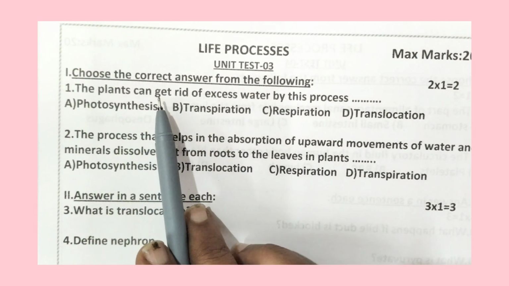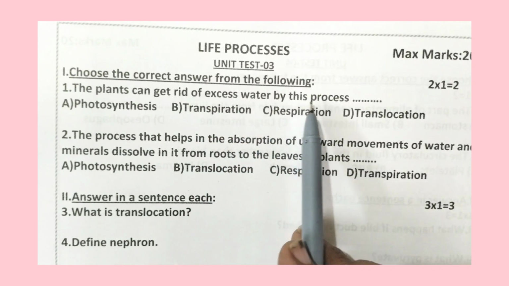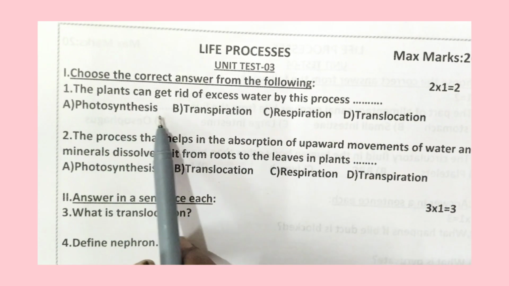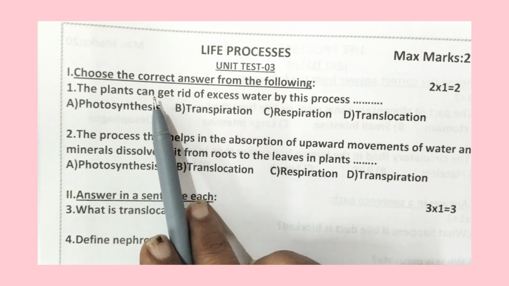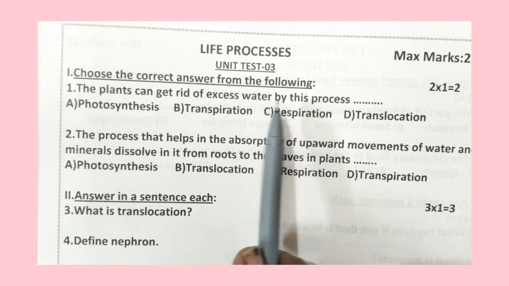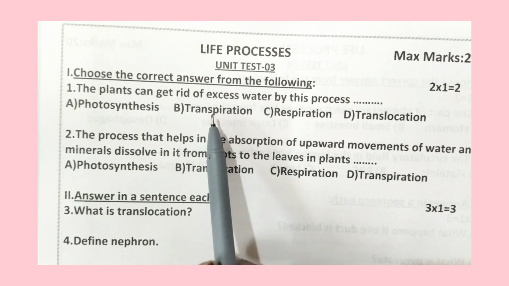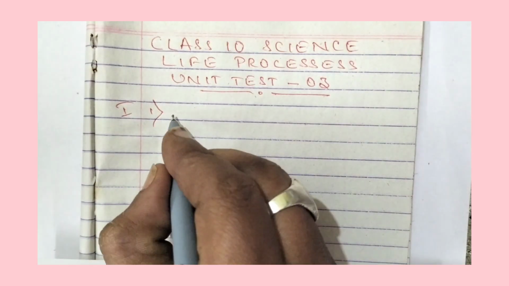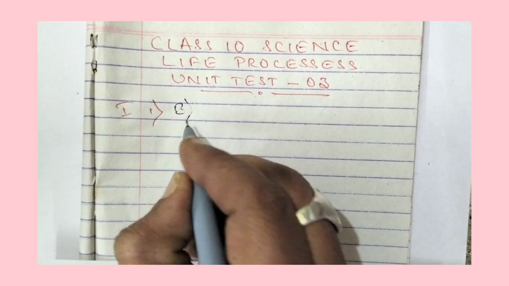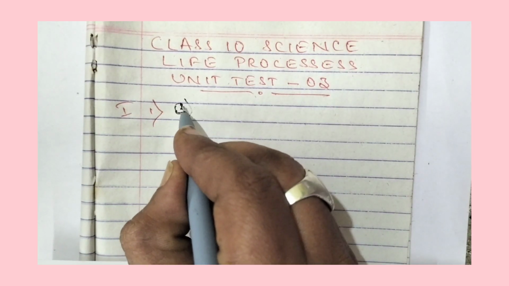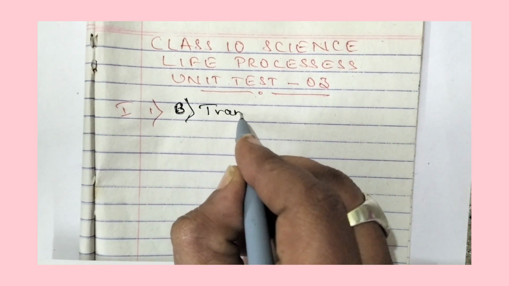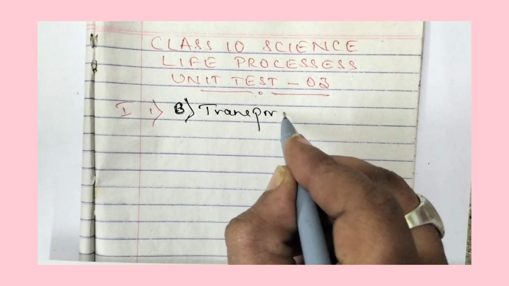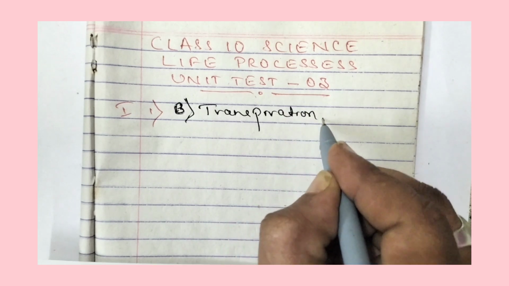The plant can get rid of excess water by this process. Among these four options, the right option is transpiration. So the plant can get rid of excess water by a process called transpiration. For the first question, the right option is option B, that is transpiration.